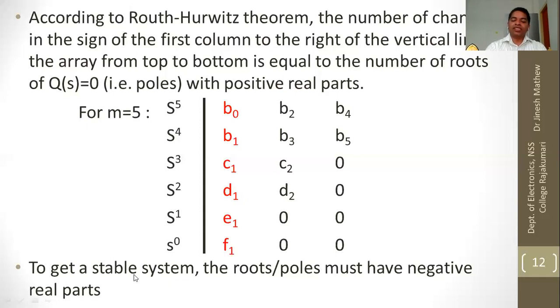To get a stable system, the roots or poles must have negative real parts. And if there is a sign change, the number of sign changes is equal to the number of roots with positive real parts. That means the number of poles in the right half of the S-plane. So if there is no sign change, all poles will be in the left half and the system is stable.